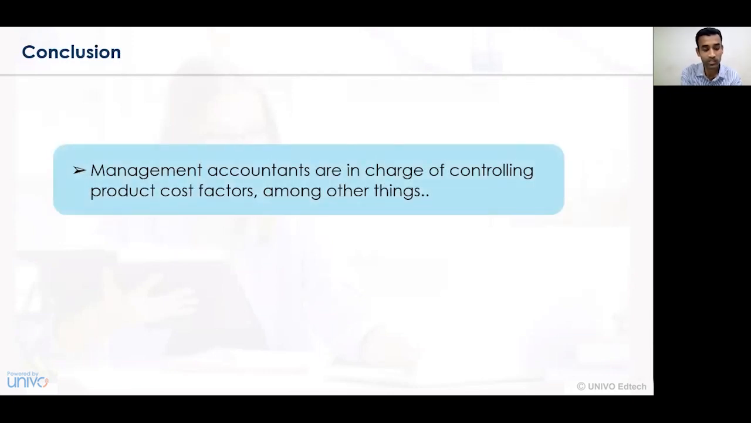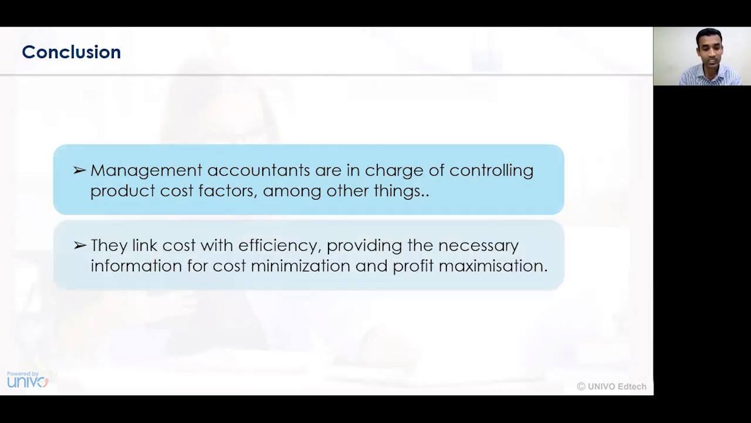So now let's conclude what we have understood from this particular session. In terms of cost reduction techniques, the management accountants are in charge of controlling the product cost factors. Among other things, the management accountant has to see how they control the cost from a long-term perspective. Cost control is the short-term perspective, but cost reduction is the long-term perspective, and accordingly, a proper, well-coordinated series of activities is required. They link cost with efficiency, providing the necessary information for cost minimization and profit maximization. In the long run, we try to minimize the cost and maximize the profit generated in the business organizations.